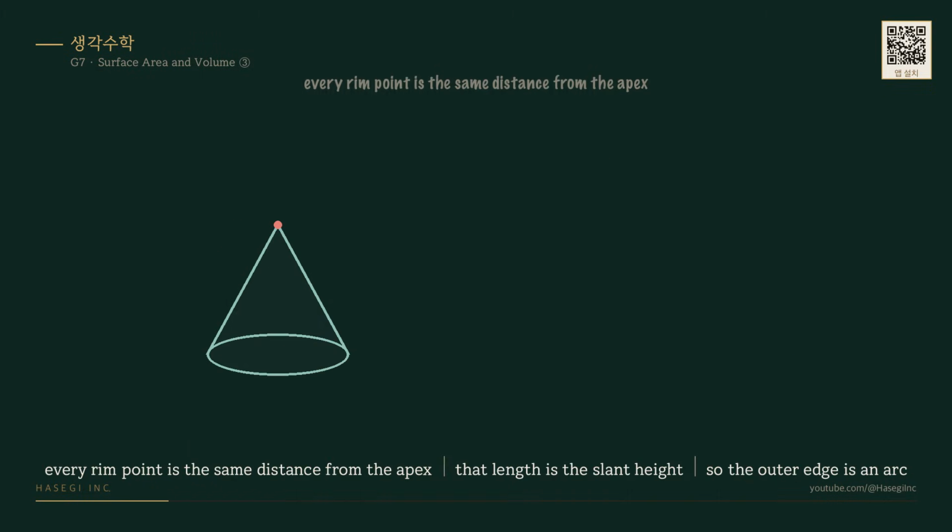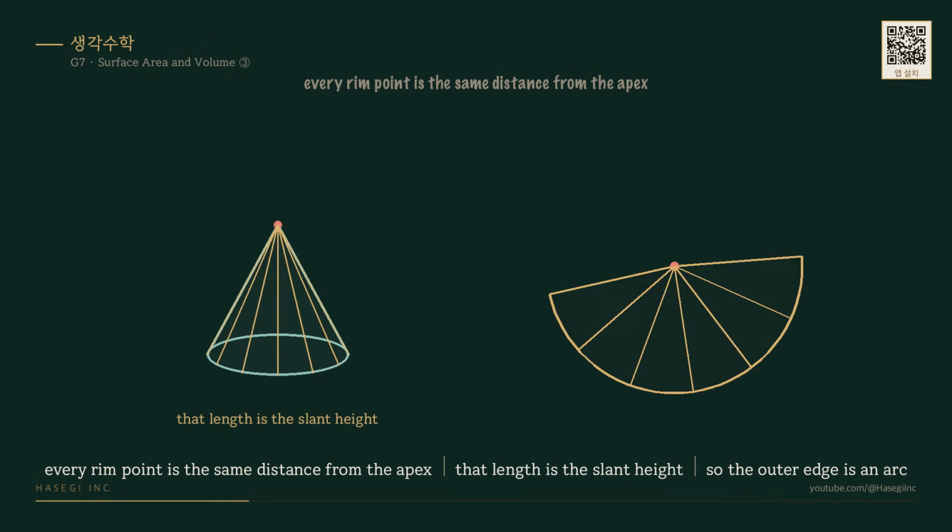Start with why it is round at all. From the apex of a cone, the distance to any point of the base rim is the same. That length is called the slant height. Unfolding does not change that distance, so the flat picture is the set of points one slant height from a single point. That is why the outer edge comes out as an arc.